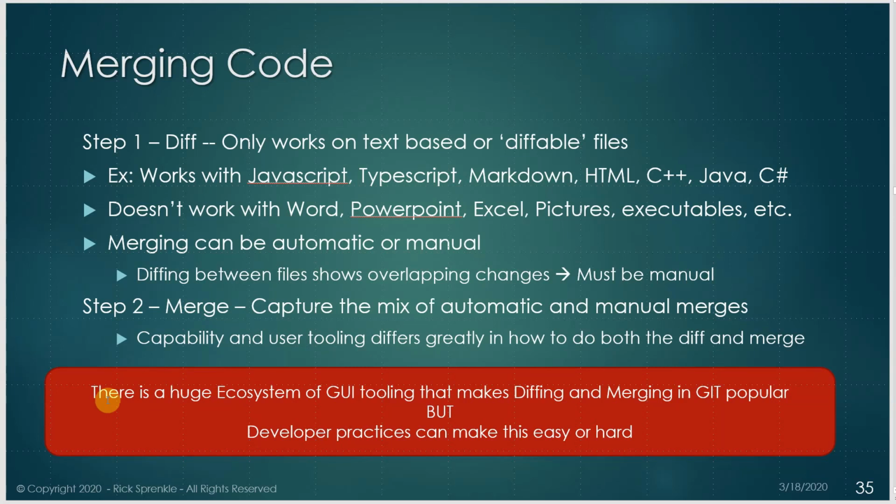The other thing to understand with Git is because it's so popular, and because it's basically a command line tool, there's a huge ecosystem of GUI tooling that can sit on top of it, and that can make diffing and merging easier. However, how you use the tools, and more importantly, your team's understanding of how these things work and how best to do the process of working with Git can make it easy or hard. And so we're going to finish the end of this lesson talking about those best practices.